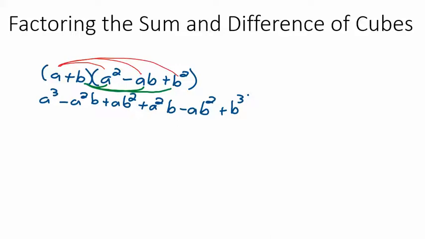All right, how does that simplify? Let's see what we've got going on here. Well, we've got a minus a squared b and a plus a squared b. So those are going to cancel each other out. And then we've got a positive ab squared and a negative ab squared. Those will add together to be 0. So all we're left with is a to the third plus b to the third.